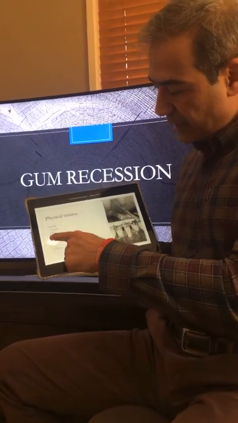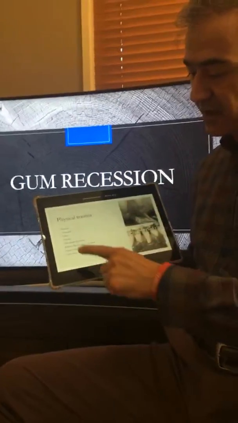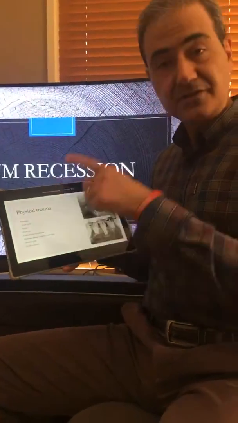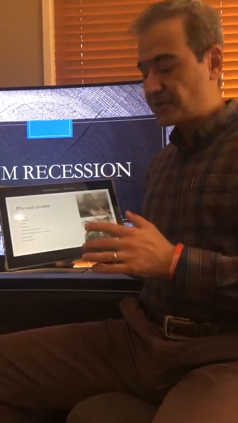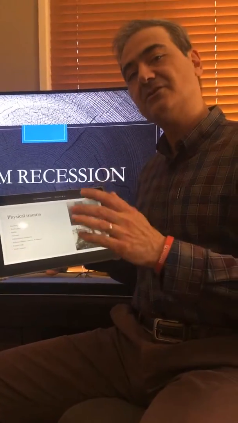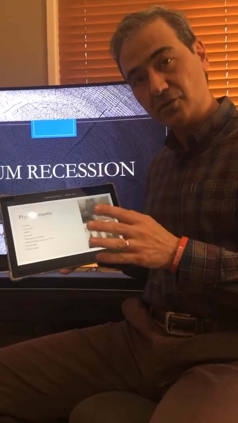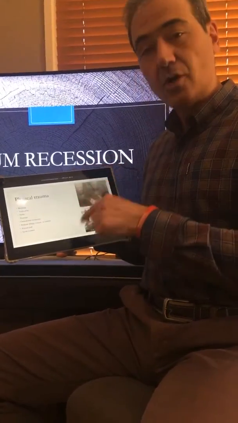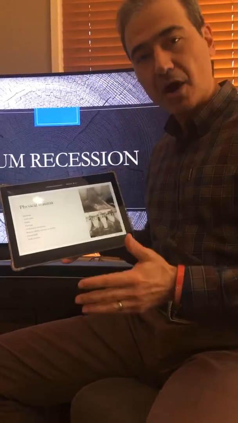And then another very common thing is bulbous fillings, veneers, or crowns. We need to make sure the fillings, crowns, and veneers are made with the proper contour, so there's no extra pressure on the gum margin.